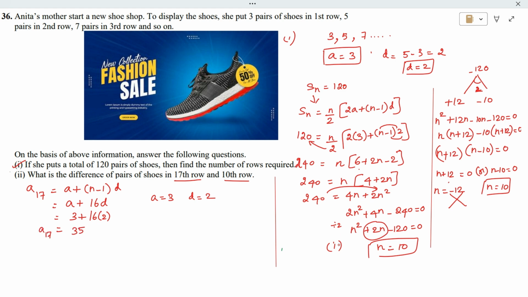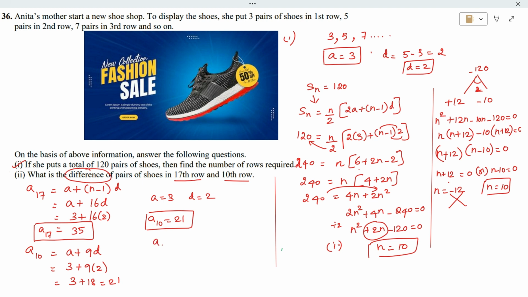So A17 is 35. Now the 10th row, so A10 is equal to a plus 10 minus 1, which is 9d. So substitute the values, so 3 plus 9 times 2, it is going to be 3 plus 18, which is 21, isn't it? So I know A10 is going to be 21. Now they are asking me to find the difference. That is, I have to subtract A17 minus A10, which will be 35 minus 21. So it is 14, isn't it? That is your second answer.